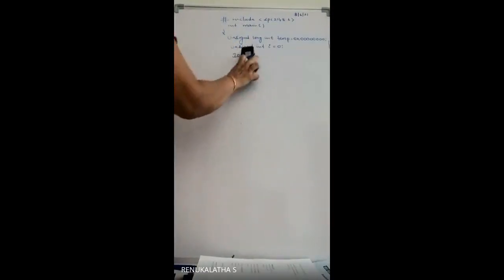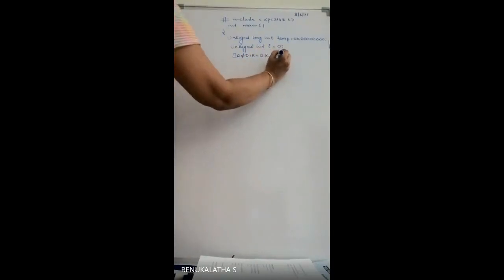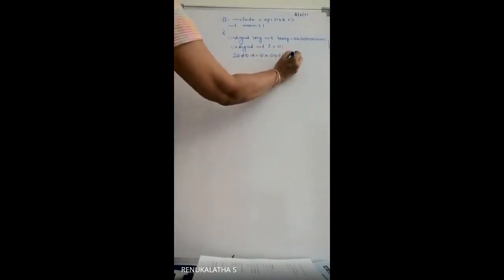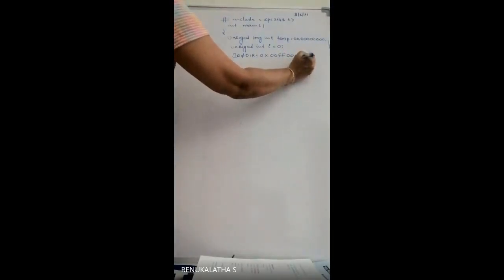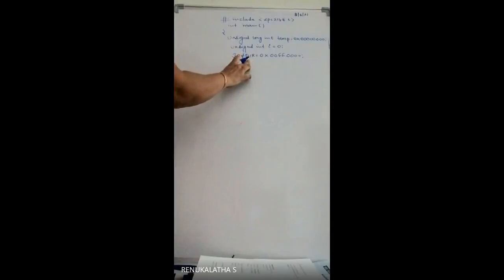IO0 dir is equal to 0x00ff. We are making these pins as outgoing pins. Okay. So do we have to use IO pin here itself? No, ma'am. Okay. Let us see later. Enter the loop.